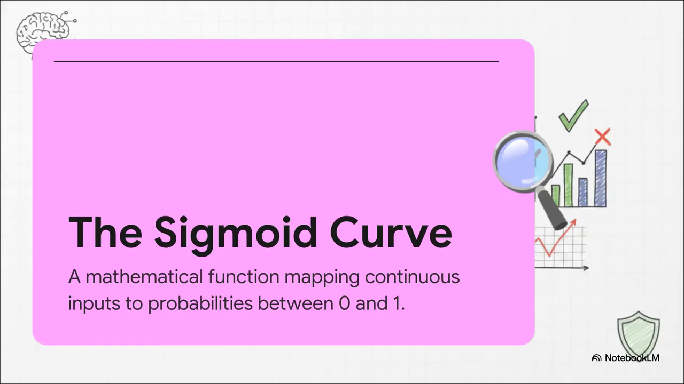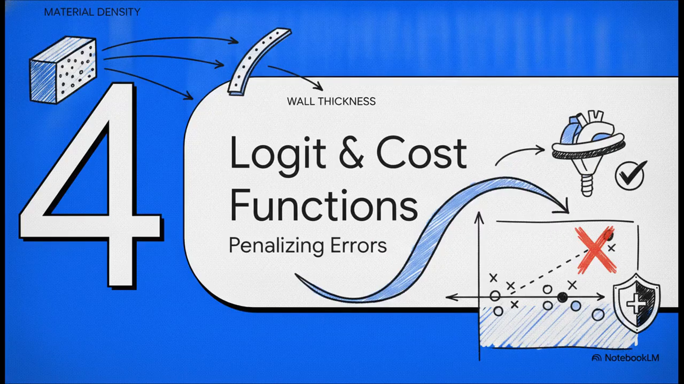Just think about how beautifully this works when you graph it out. You get this perfect S-shaped curve. On the x-axis, we have our infinite linear input, z. But on the y-axis, we have the probability of passing, p. The curve asymptotically approaches 0 at the bottom and 1 at the top. It's brilliant. We've successfully translated a limitless linear space into a strict, interpretable probability of our splint actually surviving the test. Section 4, logit and cost functions.